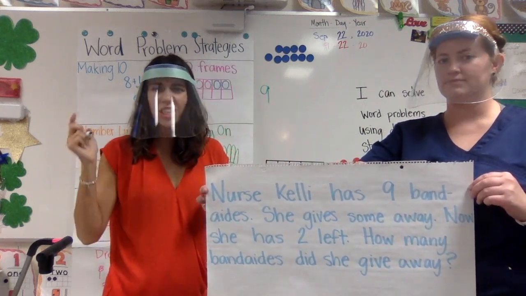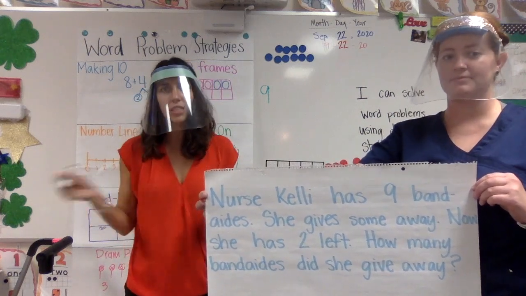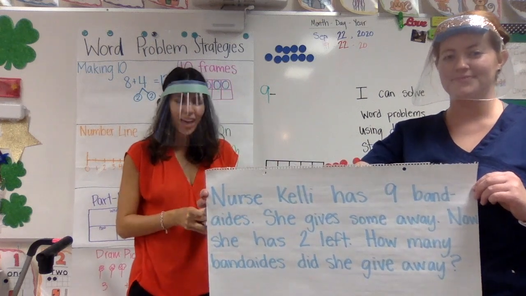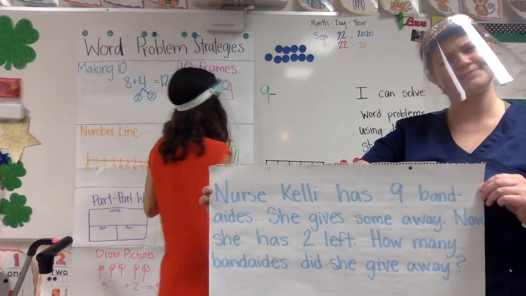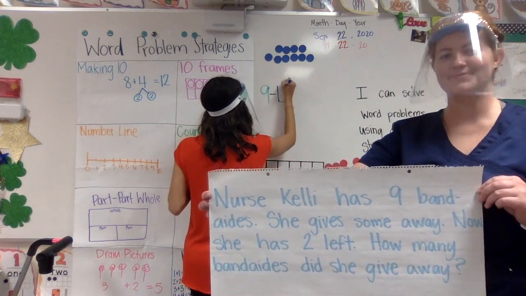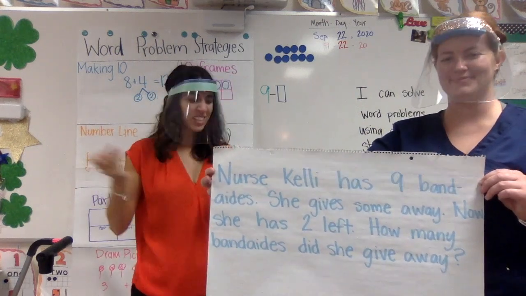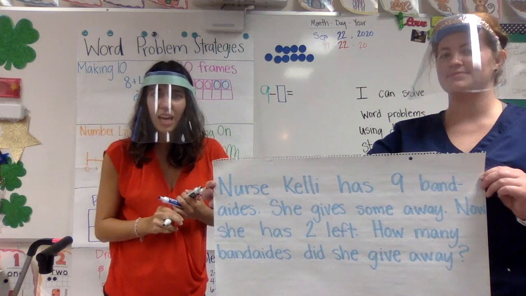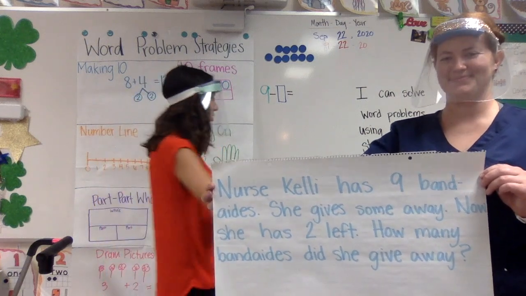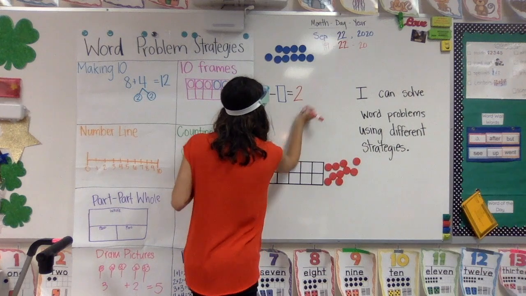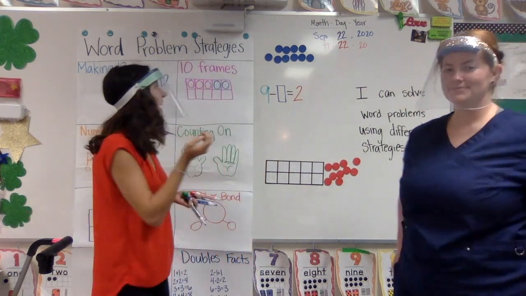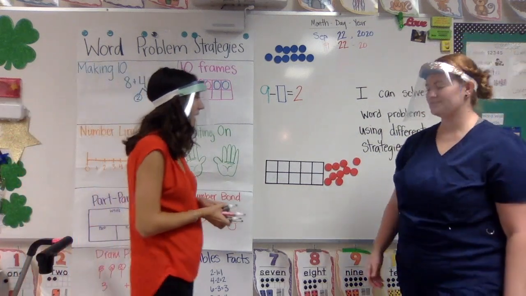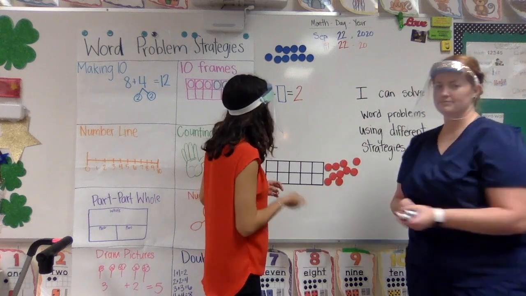And then it says she gives some away. So I know if she's giving away Band-Aids, they are subtracting Band-Aids. And some isn't a number. So I'm going to go ahead and put my mystery box because this is what I'm going to solve for. How many did she give away? And it says at the end, my result is that she has 2 Band-Aids left. So my result is going to be 2. Now the strategy that I'm going to use is, I have my 10 frame already set up. I'm going to go ahead and use my 10 frame strategy in order to solve this problem.